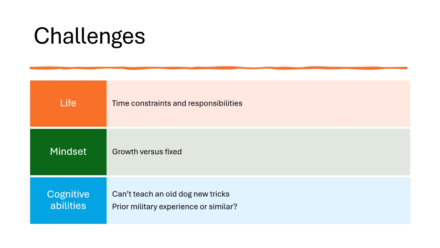So some older students might have the mentality that it's really difficult to teach an old dog new tricks, and you have to get them to move beyond that. And then the last thing that I have is knowing whether or not your student has prior military experience or similar. So we're going to talk about those type of people. A lot of times traumatic brain injuries can have an impact on their current ability to learn.